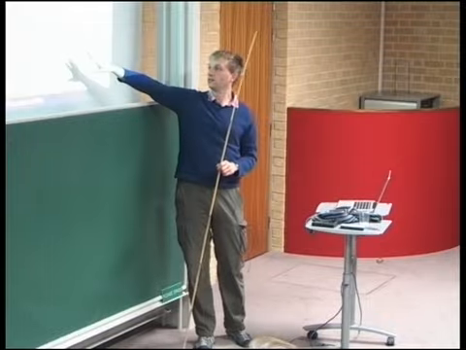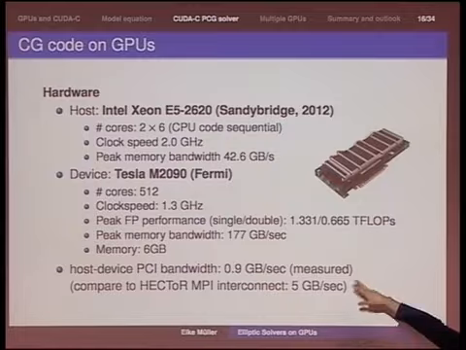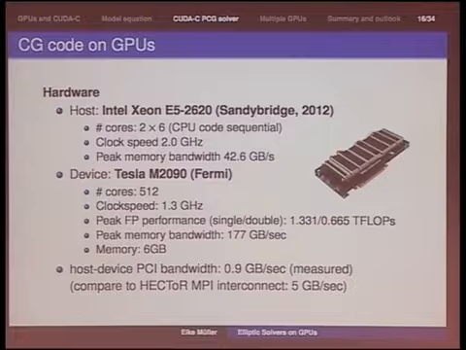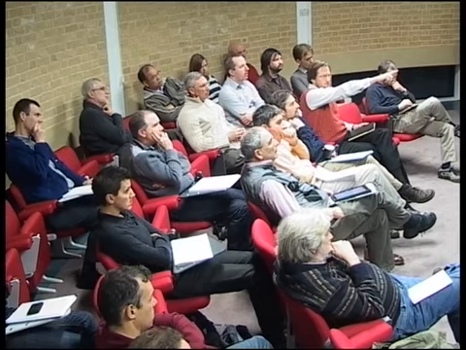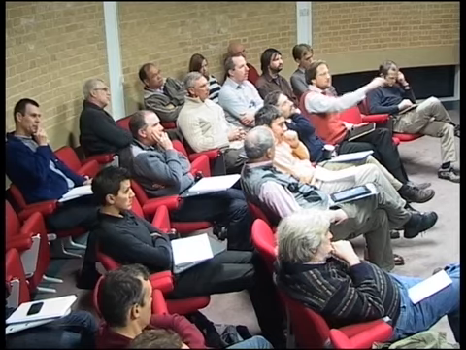Okay, for the host device bandwidth, as I said, I measured 0.9 gigabytes per second. Just for comparison, the MPI interconnect on HECToR is 5 gigabytes per second. But we had this discussion before, this might be rather 10, 60. Is the second number also measured, or is that from the web page? That's notional.